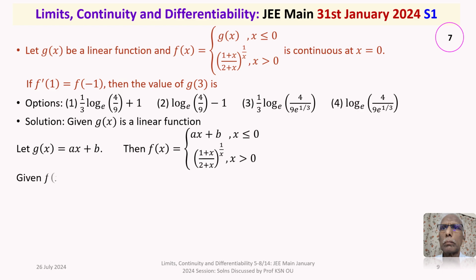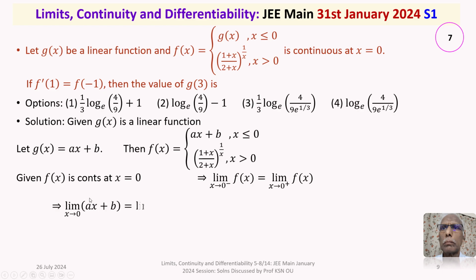It is given that f of x is continuous at x equal to 0, so the left hand limit of f of x is equal to the right hand limit of f of x at x equal to 0. That will be limit x tends to 0 of ax plus b, this is the left limit, and limit x tends to 0 of (1 plus x by 2 plus x) whole to the power of 1 by x, this is the right limit.